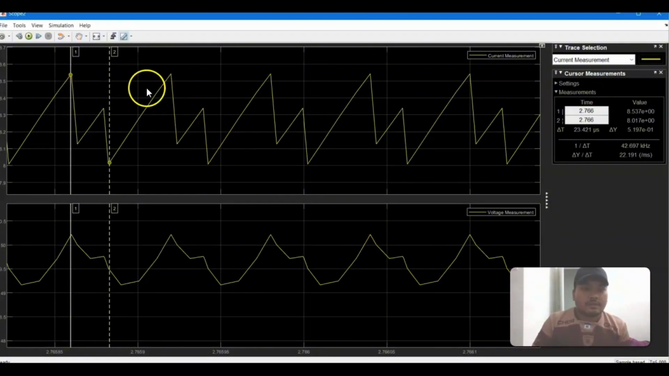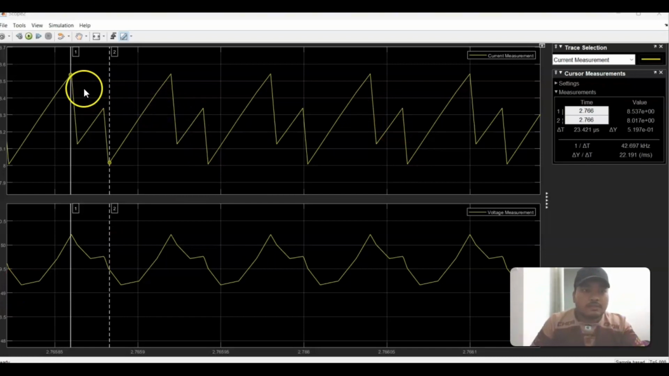We got this waveform. We have two waveforms also. The upper waveform is the current measurement, and the lower waveform is the output voltage. So we calculate the maximum inductor current. We got 8.8. The maximum inductor current is 8.537, and the minimum inductor current is approximately 8.